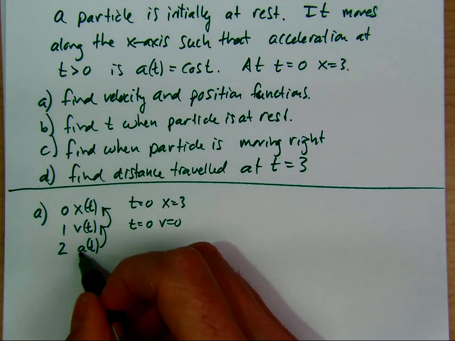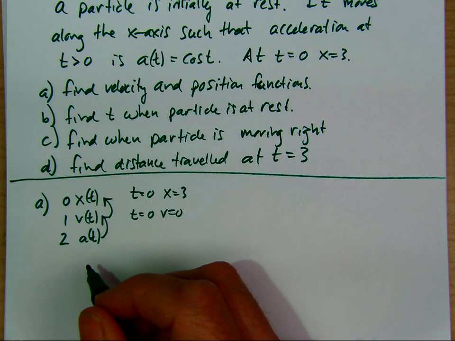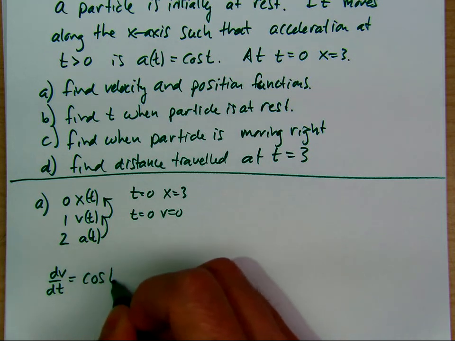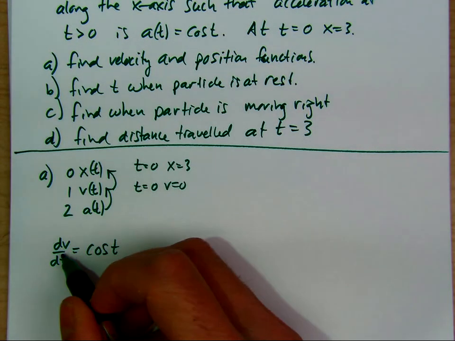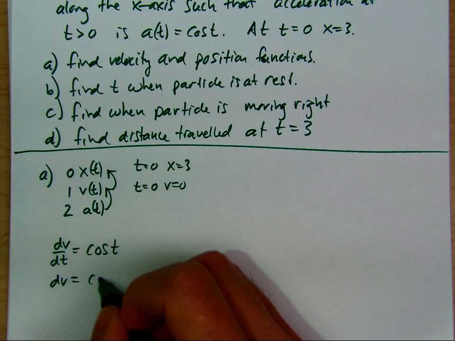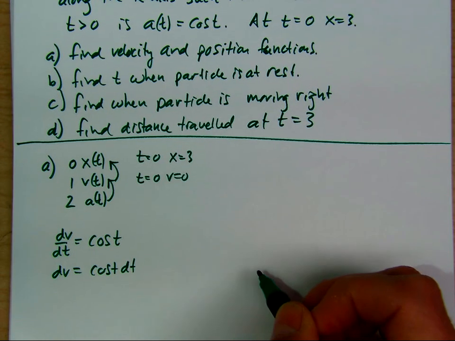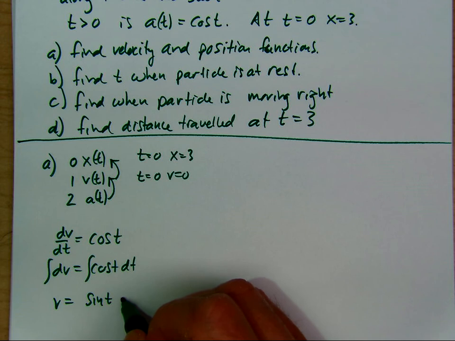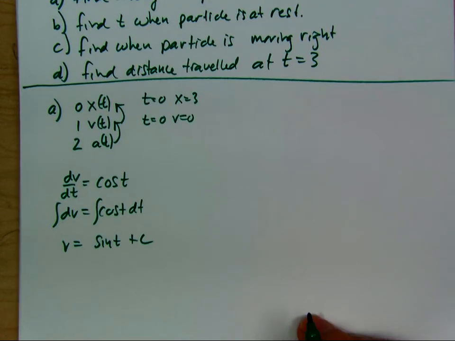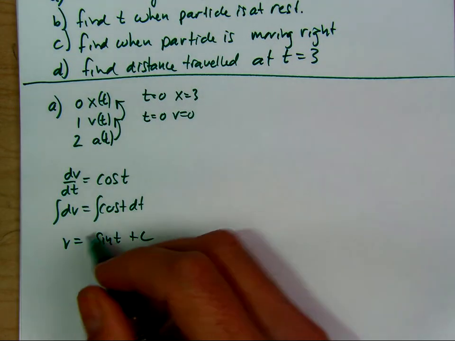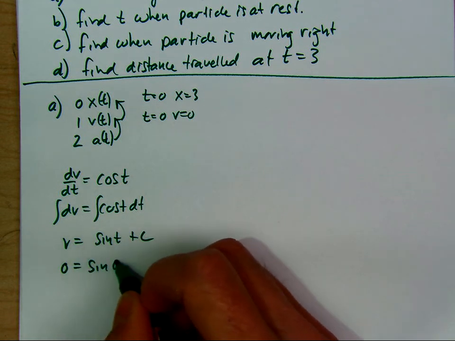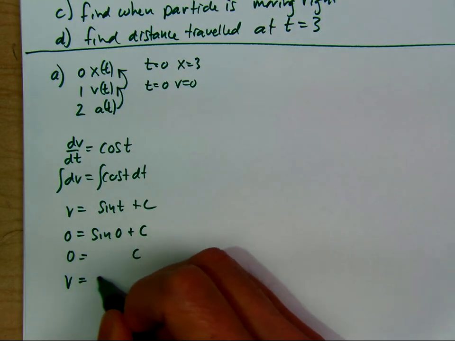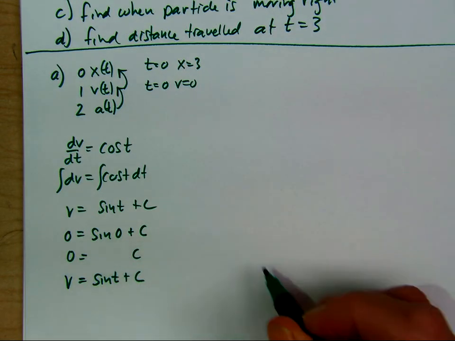Let's go from acceleration to velocity. So we have the derivative of velocity is cosine t. That's acceleration is cosine. That allows us to separate the variables. Okay, we need to solve for c. We know that velocity is 0 when time is 0. So c equals 0. And we have velocity is sine t plus c. So there's the velocity function.